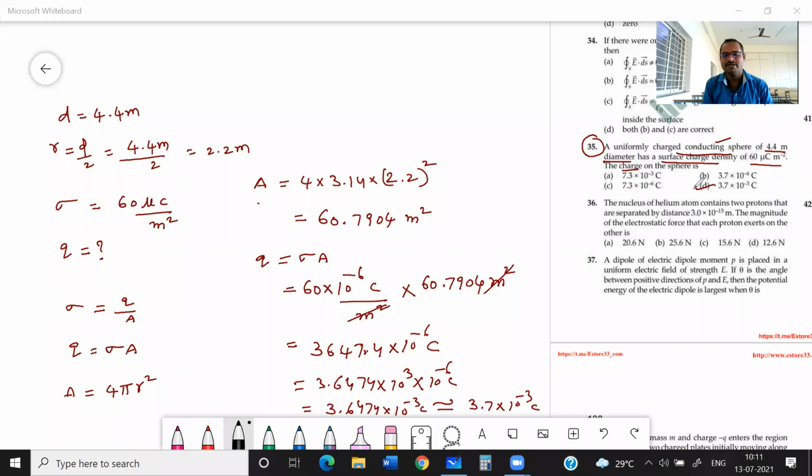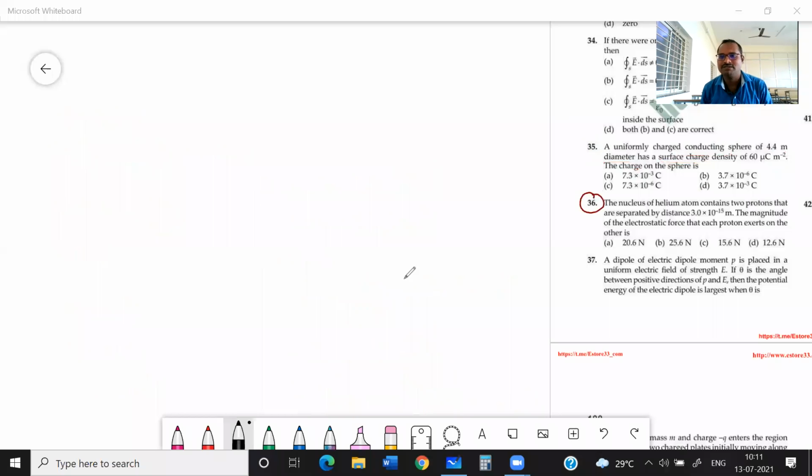Clear, students? Now let us go to question number 36. For question number 35, option D is the right answer. Now let us go to question number 36. See question number 36, what they have given.